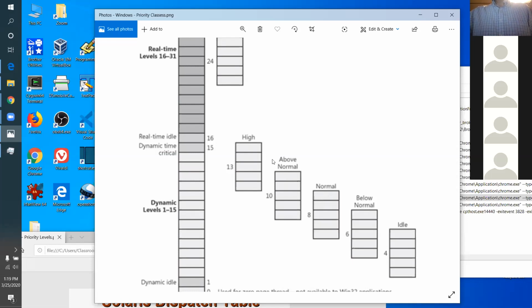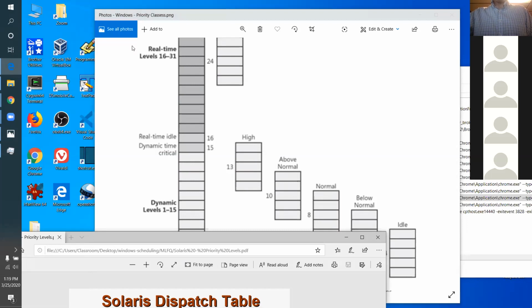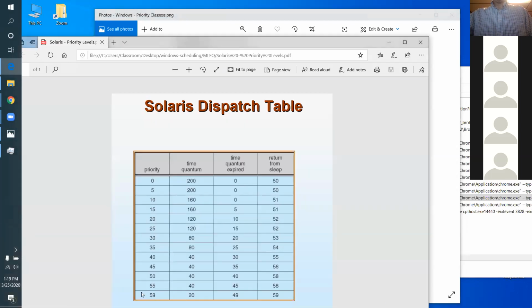So that might be an effective way to do it. In Solaris's way of doing it, all IO bound processes are the same. They're all up here. So any IO bound process gets a 20 millisecond time slice.